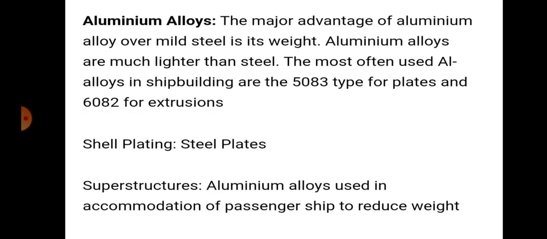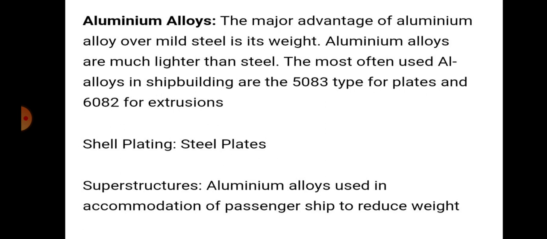Aluminum alloy. The major advantage of aluminum alloy over mild steel is its weight. We have to understand that aluminum alloys are much lighter than steel. The most often used aluminum alloys in shipbuilding are 5083 type for plates and 6082 type for extrusions.